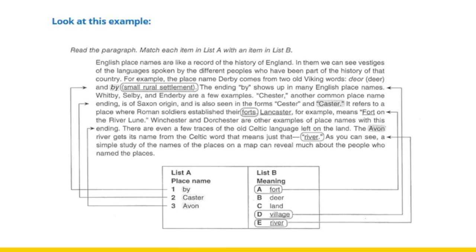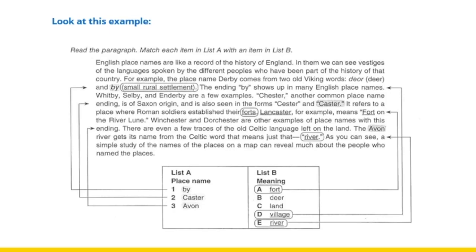So your task in this case is to go back to your passage and highlight the words beginning with by. Wherever you find the word by, highlight it. And then if you see the word Castor, highlight it as well. And then if you see Avon, highlight it as well. And then go back and start reading these sentences. So if you read a sentence that contains the word by, let's see. It says, for example, the place name Derby comes from 2 old Viking words, deer and by, small rural settlement.